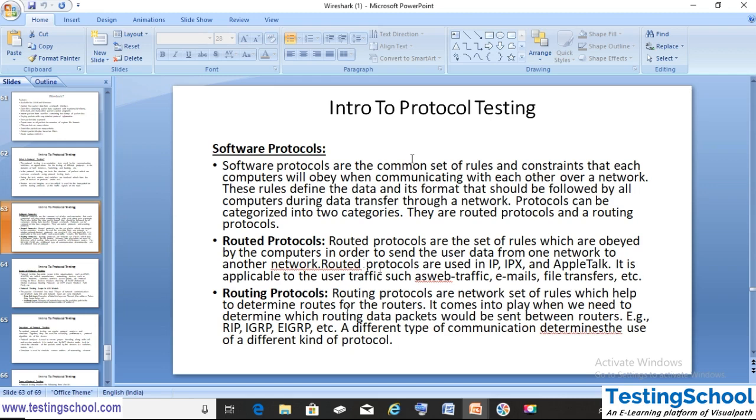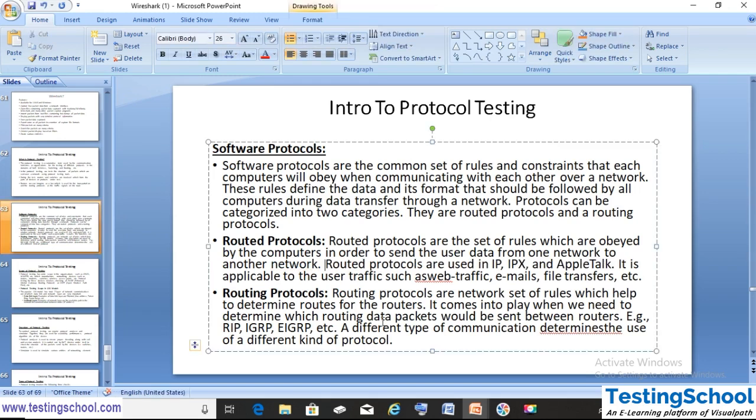Routed protocol examples are IP, IPX, AppleTalk. They apply to user traffic such as web traffic, emails, file transfer, etc. Routing protocols are network rules which help to determine routes for the routers. We already have seen this. They come into play when we need to determine which routing data packets would be sent between routers. Examples are RIP, IGRP, EIGRP. By using a routed protocol you send the actual data, but by using a routing protocol you share only the routing information.